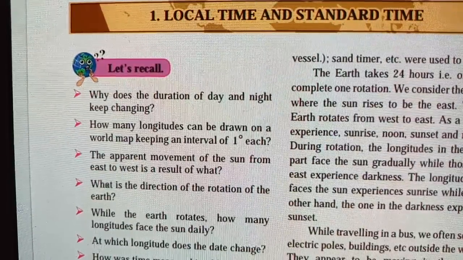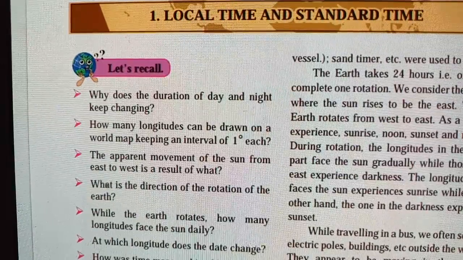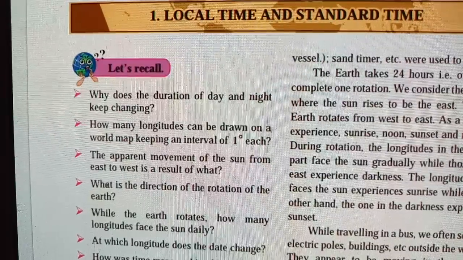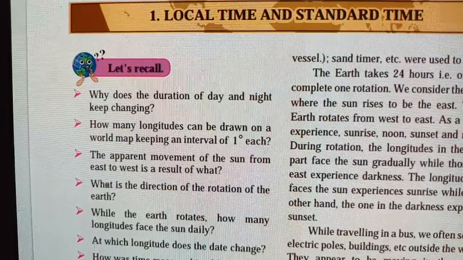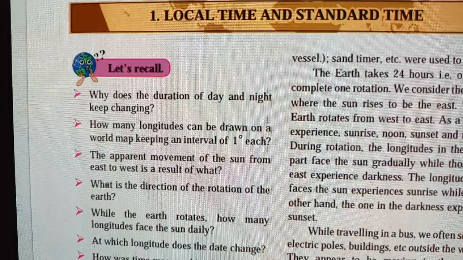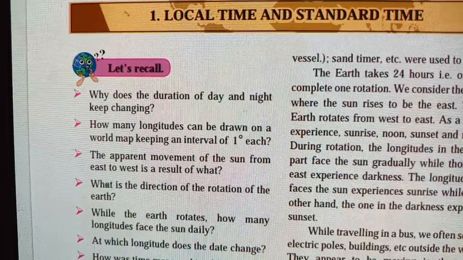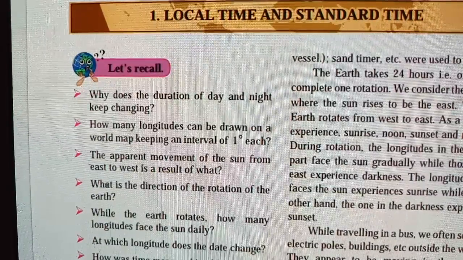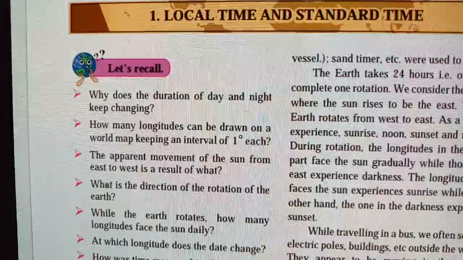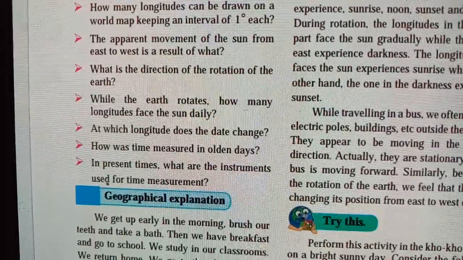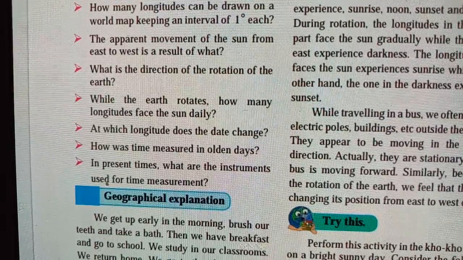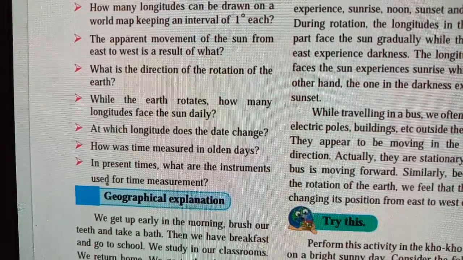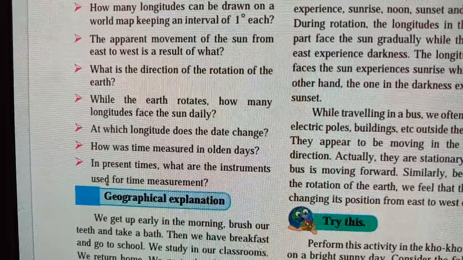Fifth is, while the Earth rotates, how many longitudes face the sun daily? As we all know, 360 longitudes face the sun daily as the Earth rotates. Next is, at which longitude does the date change? As you all know, the date changes at the 180 degree longitude. This is the recall of your questions.